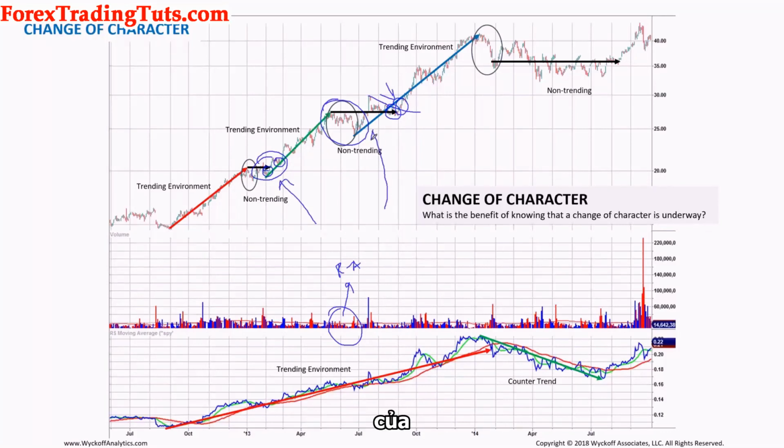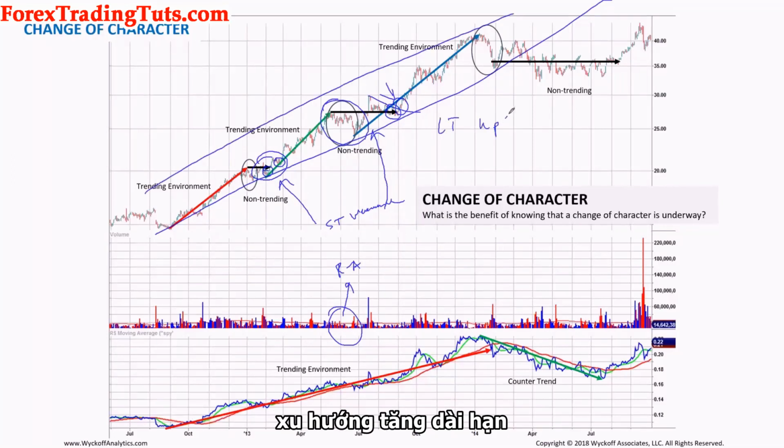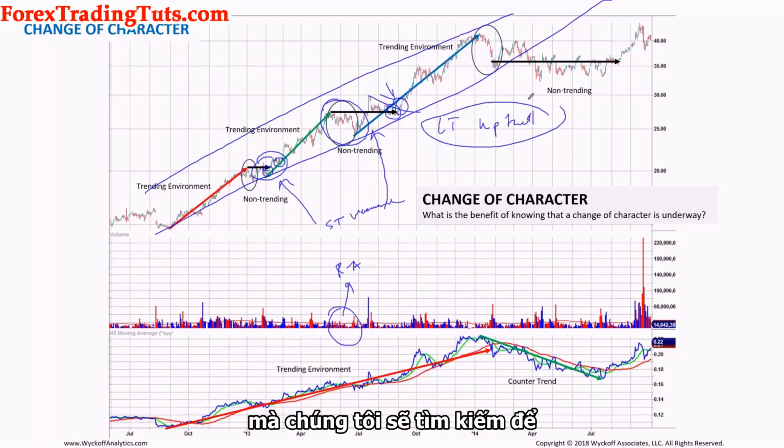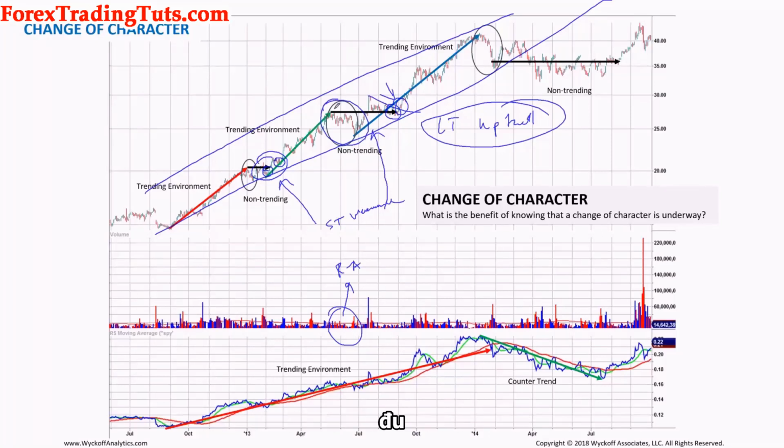of short-term weakness in the context of a much larger trend, a long-term uptrend, where we will be looking for the long-term investor to add to the position, and for the short-term swing trader to establish the position for the next swing.